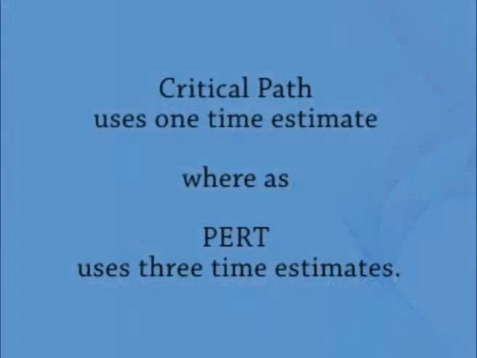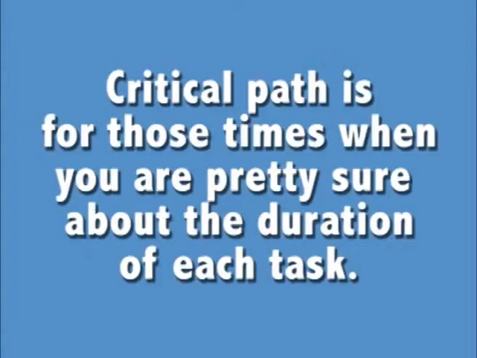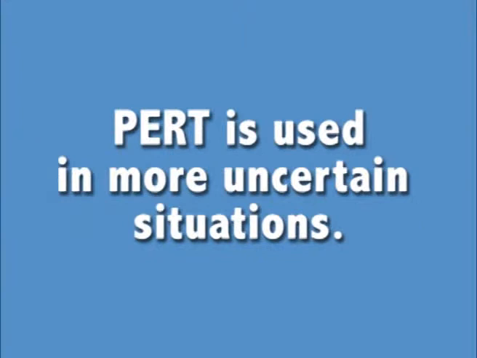The difference between critical path and PERT is that critical path uses one time estimate, whereas PERT uses 3 time estimates. So critical path is more or less for when you're pretty sure about the durations, the time it's going to take to do each task or each activity, whereas PERT is used in a more uncertain situation. You remember our discussion about uncertainty? And you can use these 3 time estimates to come up with something called the expected time.